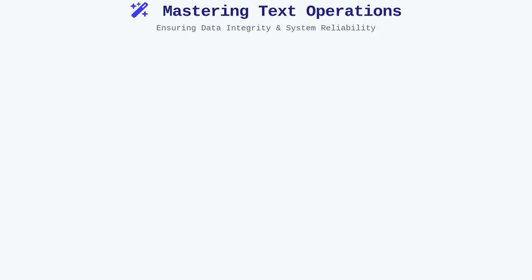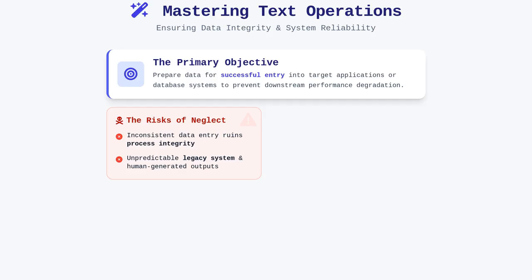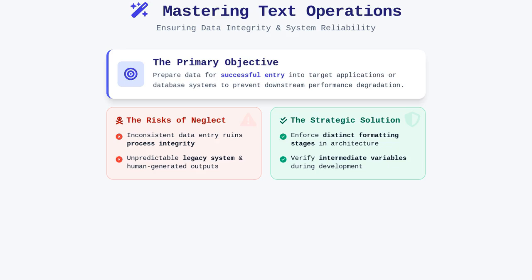The goal of these text operations is always to prepare data for successful entry into a target application or database system. If you fail to prepare your strings correctly, you will likely encounter downstream performance degradation or, worse, inconsistent data entry that ruins the integrity of your process. As you design these transformation sequences, verify the output of each action during the development phase to ensure that your intermediate variables maintain the expected structure.